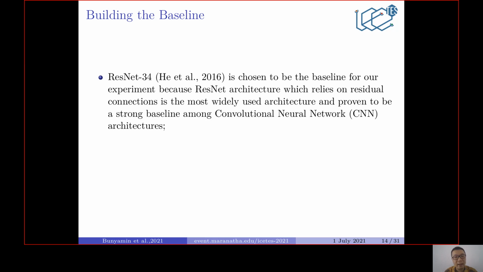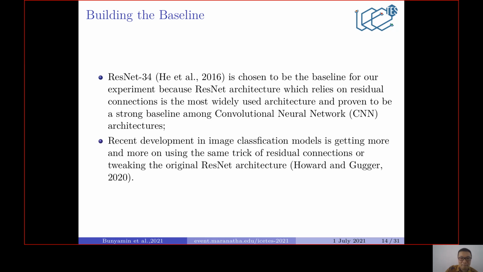This is the baseline. For the baseline we utilize ResNet34. This is the most widely used architecture and proven to be a strong baseline. Sorry, we have like 3 baselines. This is one of the baselines.